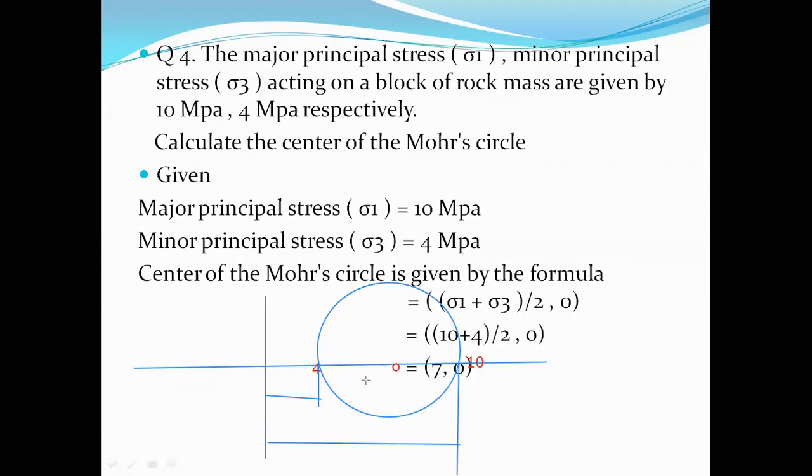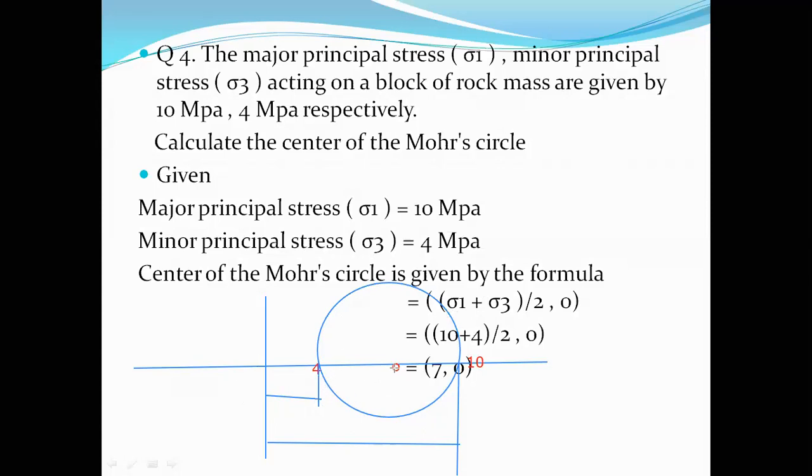But I need to get this one, right? Sigma 1 minus sigma 3 by 2 plus sigma 3. This part I need to add because my coordinate starts from this part. So sigma 3 plus sigma 1 minus sigma 3 by 2. If I solve that, the result is going to be how much? Sigma 1 plus sigma 3 by 2.